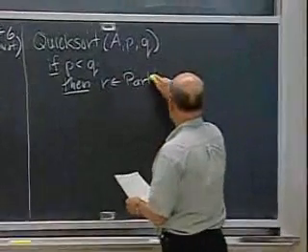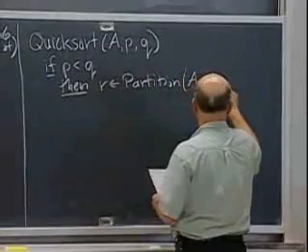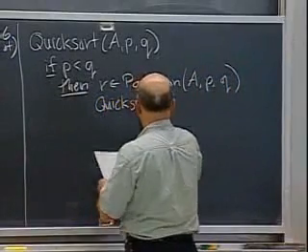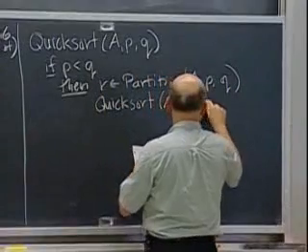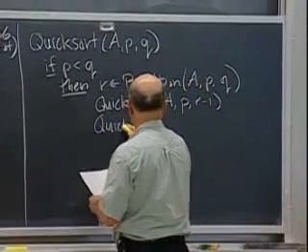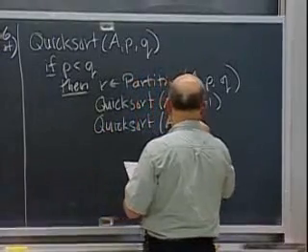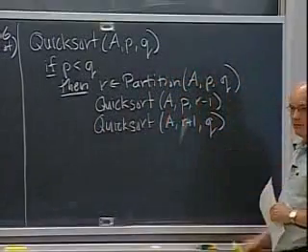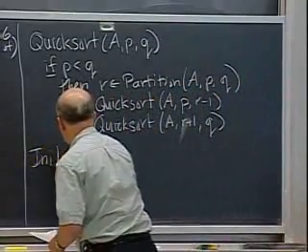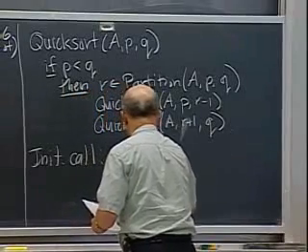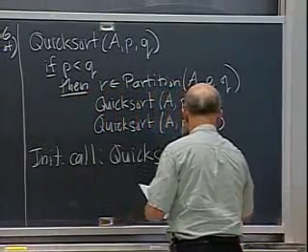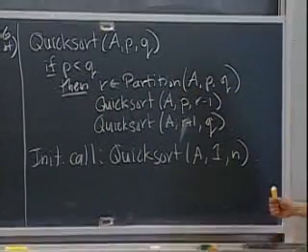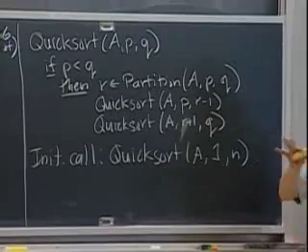Okay, so R gets partition of A, P, Q, and then we quicksort A, P, R minus 1, and quicksort of A, R plus 1, Q. Okay? And that's it. That's the code. The initial call is quicksort of A, 1, N. Because once we've partitioned, we just have to quicksort the two portions, the left and right portions.